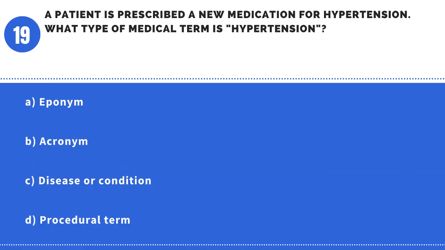Question 19. A patient is prescribed a new medication for hypertension. What type of medical term is hypertension? A. Eponym. B. Acronym. C. Disease or condition. D. Procedural term.